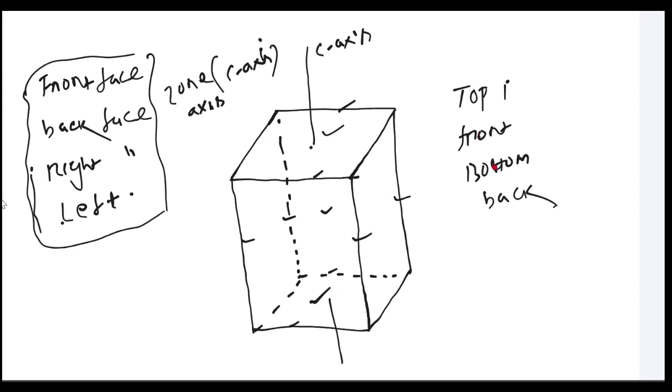The top, front, bottom, back. A axis and B axis, this will be our zone axis. For this zone, B axis is the zone axis. For this zone, C axis is the zone axis.